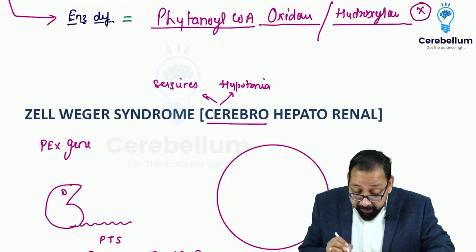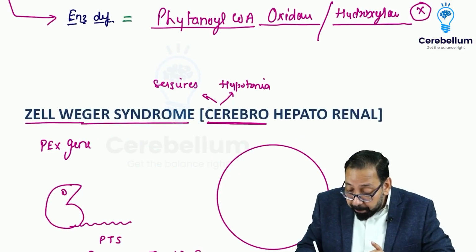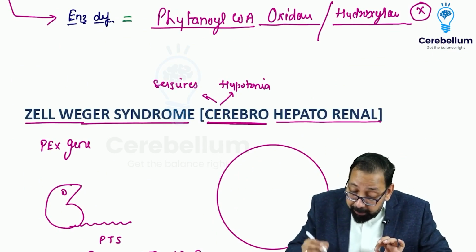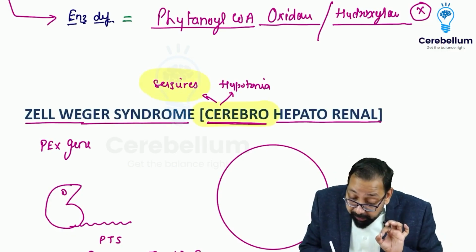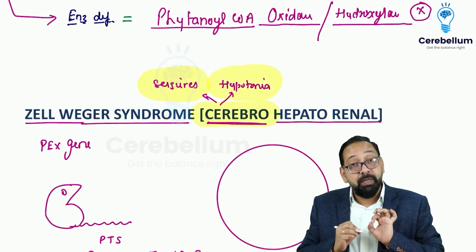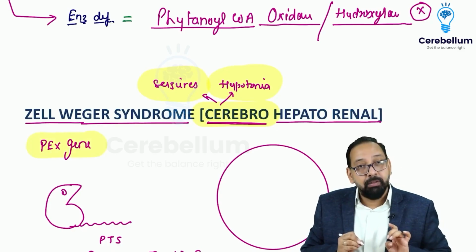Now very, very important: Zellweger syndrome or cerebrohepatorenal syndrome. It is a frequently asked question. The name itself tells you cerebro means there would be CNS involvement, seizures would be there, hypotonia would be there. What is the defect? There is a defect in the PEX gene.